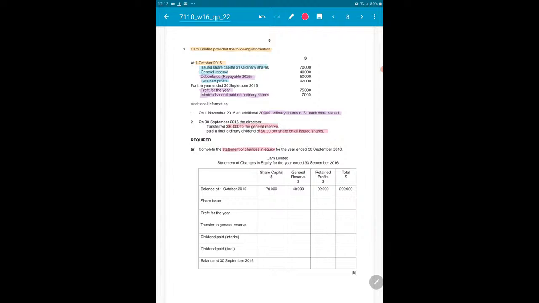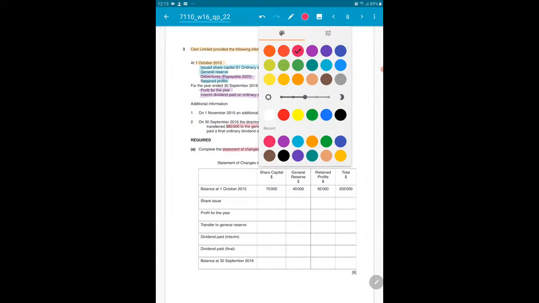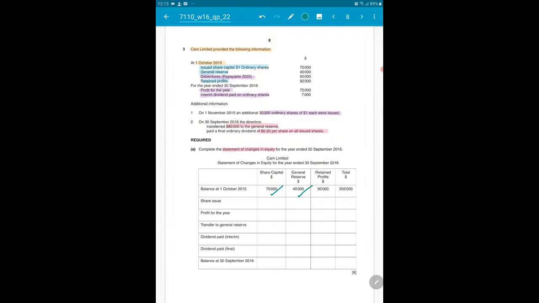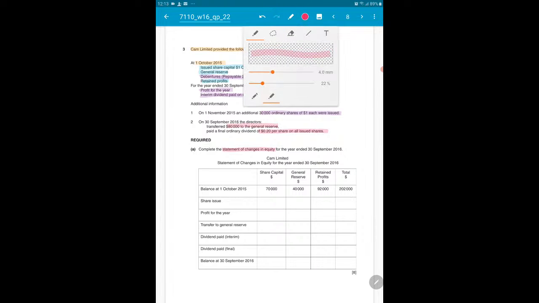It's basically what changes have occurred during the year in the equity portion of the company. These all make up the equity portion for any respectable company. The first thing is, as they have already given the format to us, they have already written the balances here, that at 1st October 2015 we have 70,000 as share capital, we have general reserve as 40,000, and 92,000 is the retained profit that they have already given. The total of the equity is basically 202,000, and debentures are long-term liabilities. So total equity will be when we add them together.